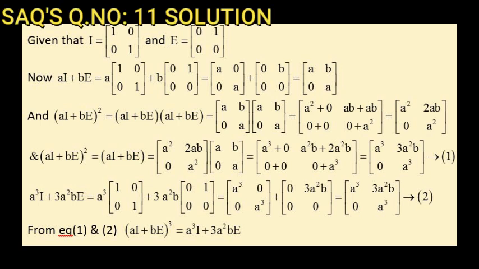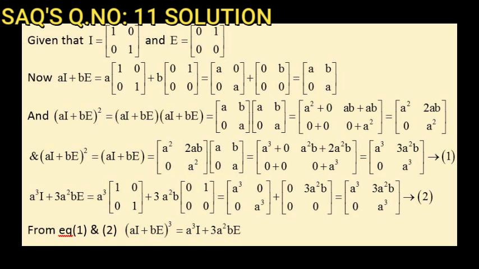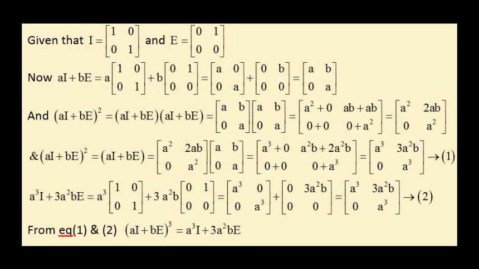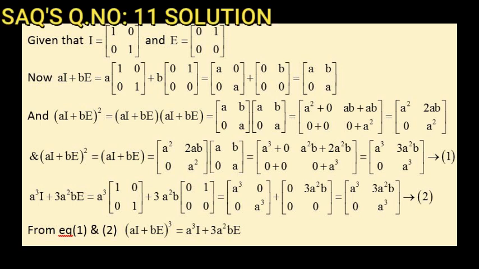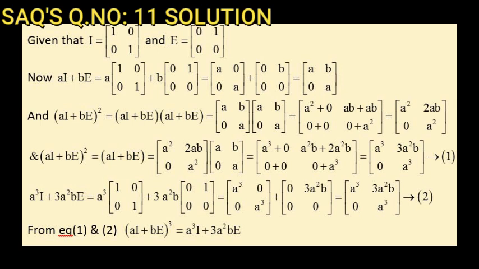Here we use scalar multiplication of a matrix. Scalar multiplication means each element in a matrix is multiplied by the scalar. Here a, b are scalars, therefore a is multiplied with each element of the first matrix. That is equal to a, 0, 0, a plus b into 0, 1, 0, 0, which is 0, b, 0, 0. Okay. Adding these two, matrix addition means corresponding elements are added.